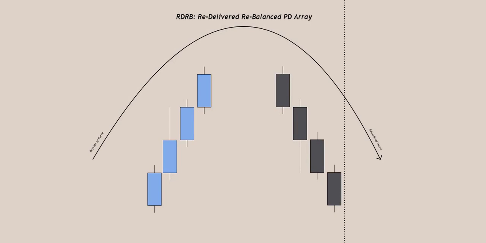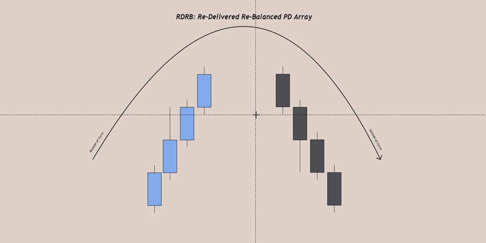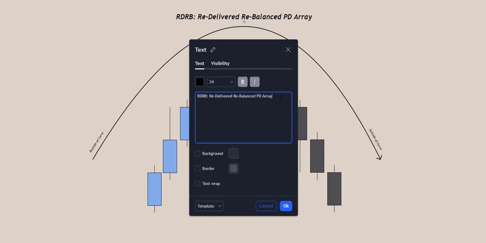All right, so I get this question a lot, so I decided I'm just gonna make a quick little video on what an RDRB is. And essentially what an RDRB is, it's the short form for redelivered, rebalanced PD array, okay? And what that really is, is just equivalent to a balanced price range. That's pretty much what an RDRB is.